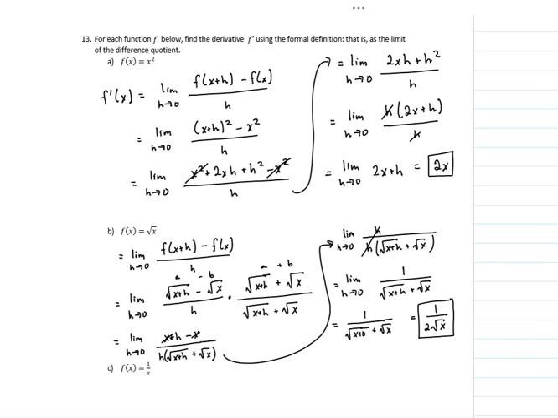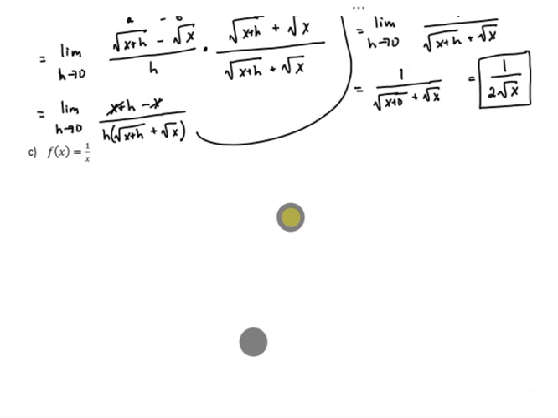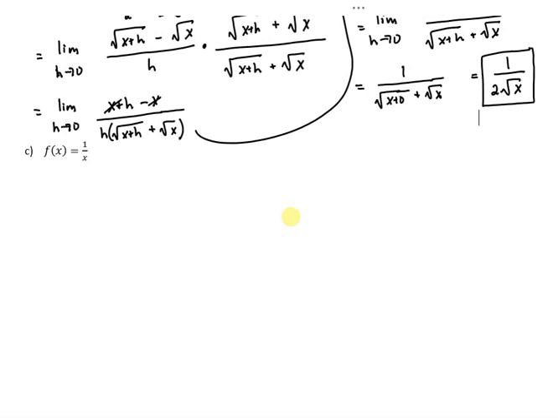Okay, this is the third part of the Exam 1 practice test review. We're starting with 13 part C. f of x equals 1 over x, and we're trying to find the derivative based on the definition. So we want the limit as h goes to 0 of f of x plus h minus f of x over h.